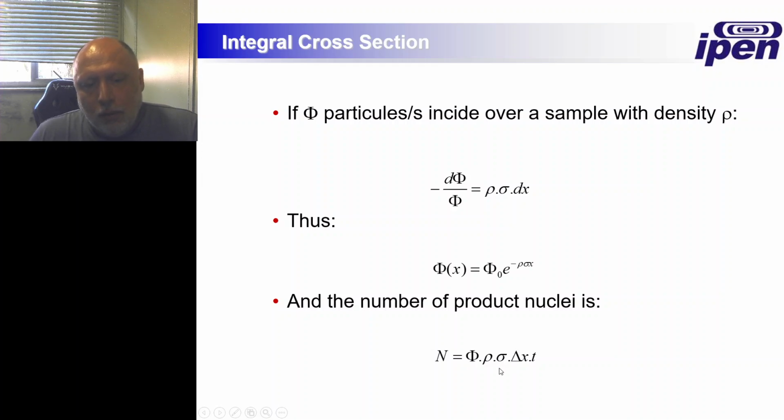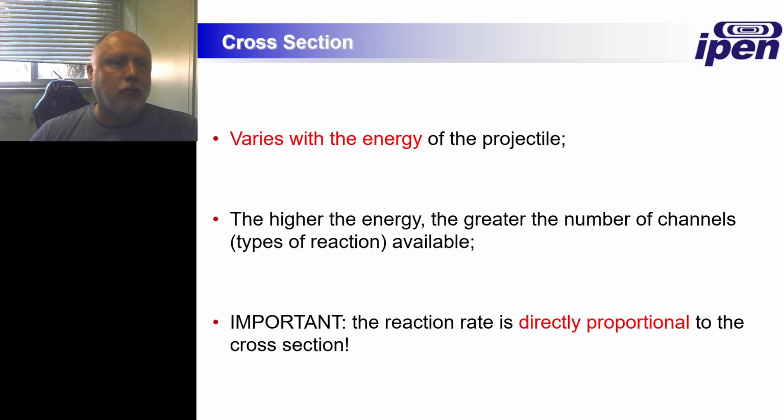So once again, the important thing about the cross-section is that it's a measure of the probability that this number of particles will produce something in this target for this time. So if I have two different reactions, and one has a 10 times greater cross-section, it will happen 10 times more, right? If it's 100 times, it's 100 times more. If it's double, you have double the reactions, okay? That's the important thing about the cross-section.